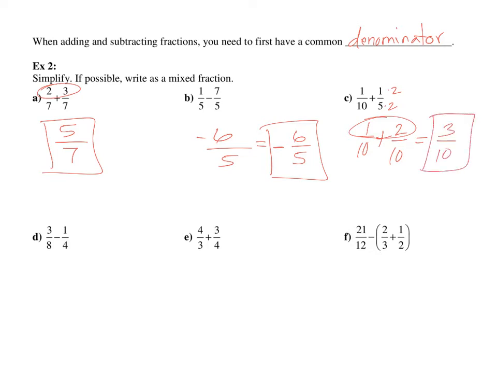All right, 3/8 minus 1/4. Multiply top and bottom of the second fraction by 2. And I subtract the numerators, keep the denominator.